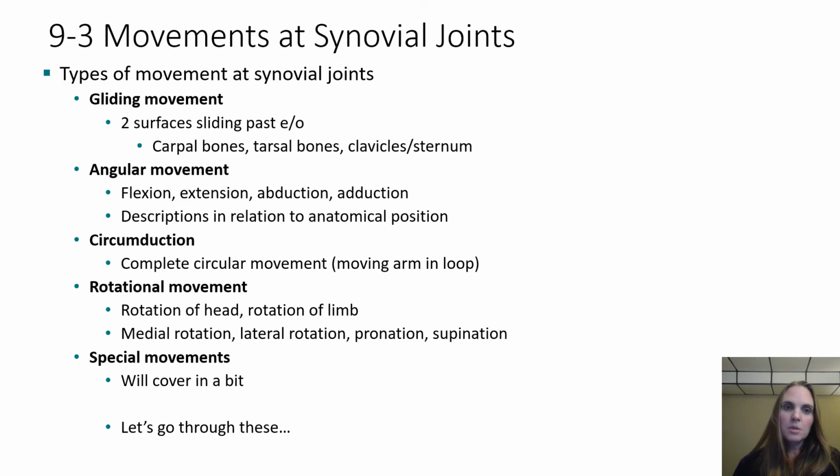Circumduction is a complete circular movement. An example of this would be moving your arm in a circle if you're drawing a circle on a chalkboard. Rotational movement. We see this in rotation of the head and rotation of limbs. We can have medial or lateral rotation, pronation and supination, and then special movements. So let's go through each of these.